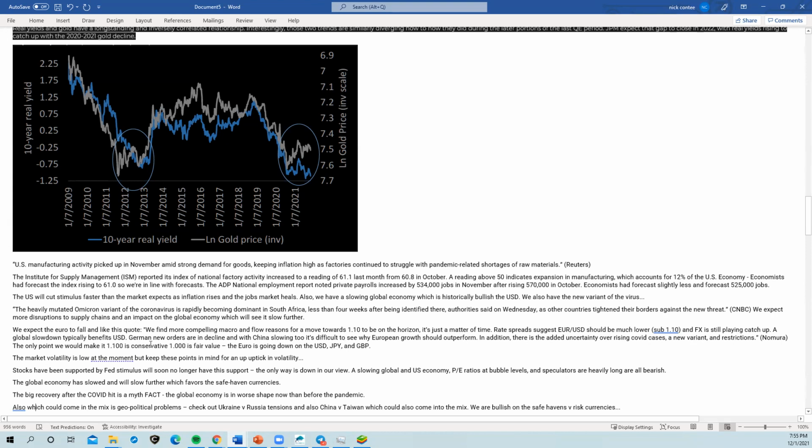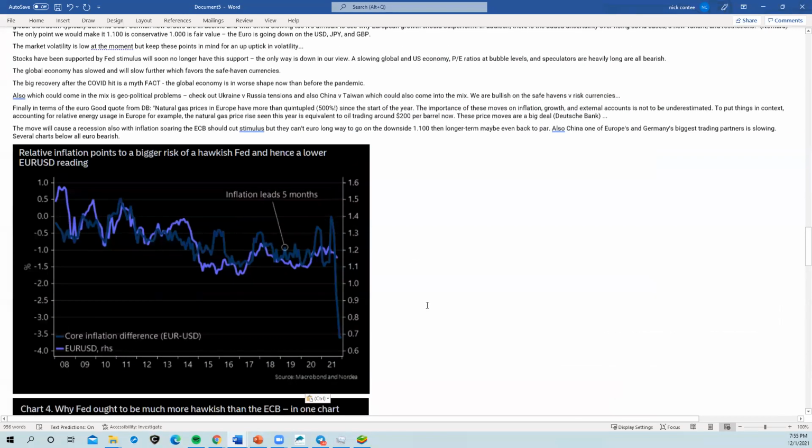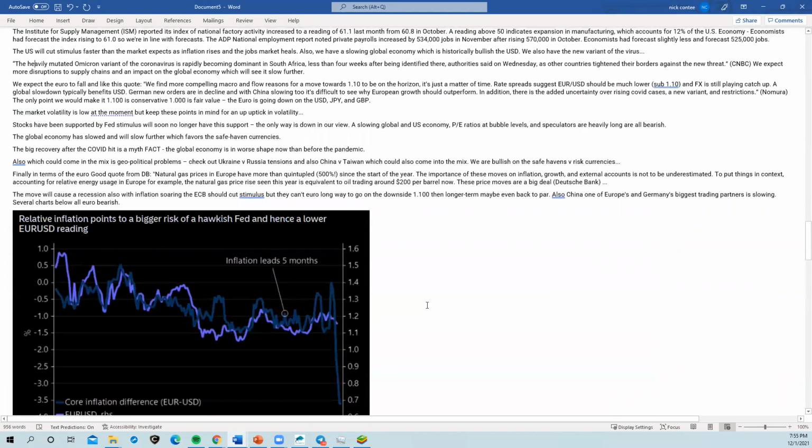FX is still playing catch up. A global slowdown typically benefits USD. German new orders are in decline and China is slowing too. It's difficult to see why European growth should outperform. In addition, there's uncertainty over rising COVID cases, new variants, and restrictions. So that's coming from Numera.